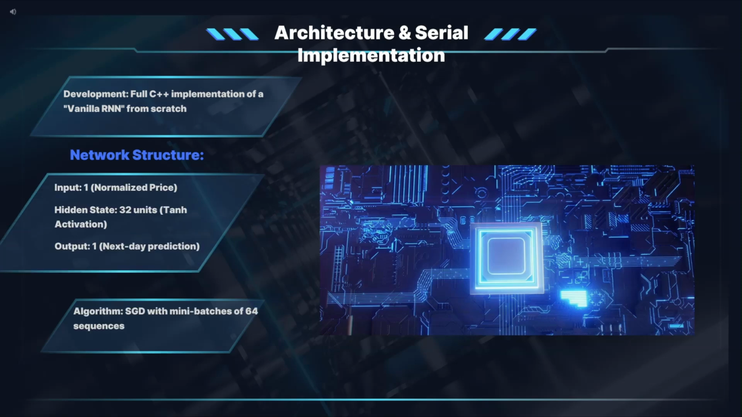We implemented the Vanilla RNN from scratch in C++. The network uses 32 hidden units with tanh activation and trains on many batches of 64 sequences. This gives us a solid baseline to compare with our parallel versions.